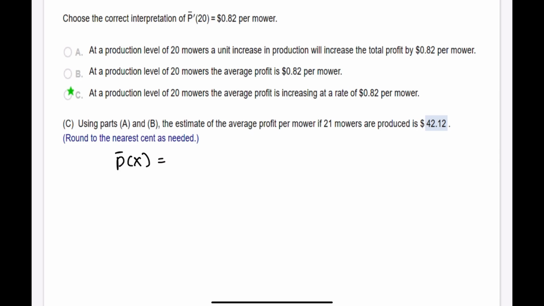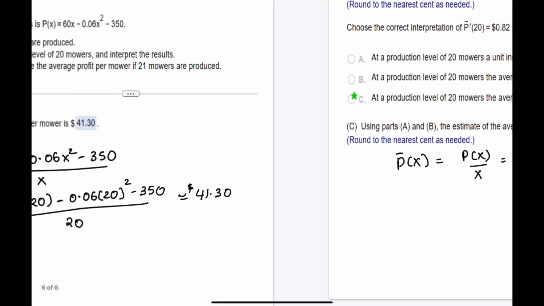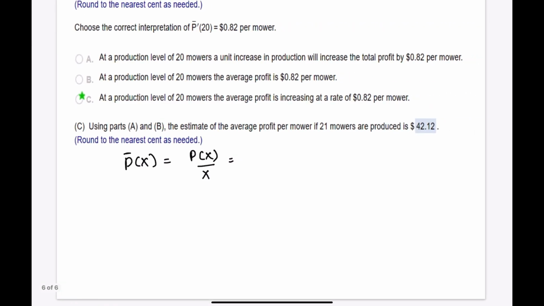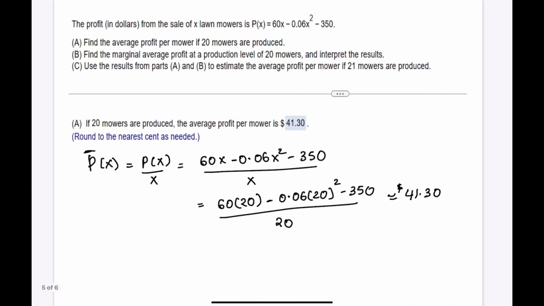My average profit was P of x over x. We've seen that before. My P of x is, I forgot the equation. It's 60x minus 0.06x squared minus 350. Minus or plus, let me make sure. Minus 350.